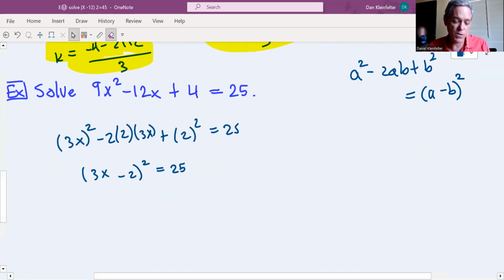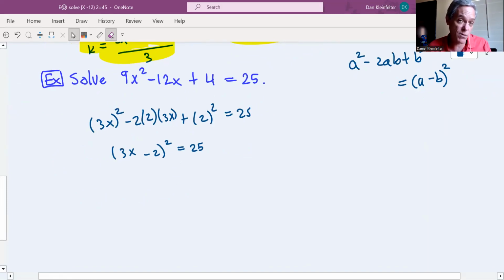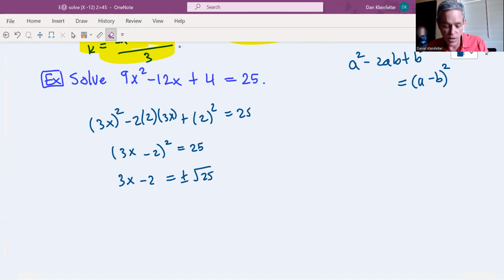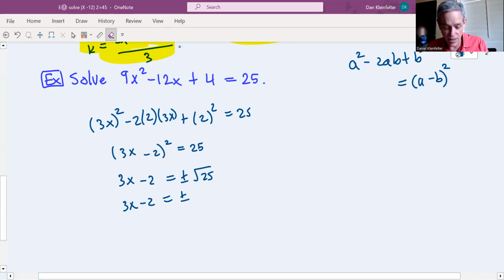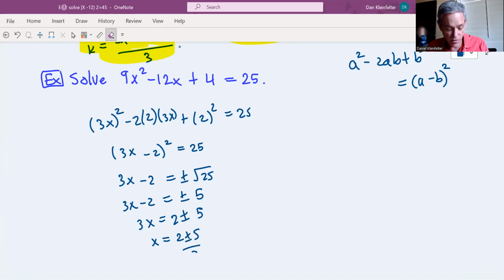So the key step on this one is recognizing that the left side was a perfect square and then making it so that we can then factor. So now it's downhill from here. We'll have 3x - 2 is plus or minus the square root of 25. The square root of 25 is 5, right? So we'd have plus or minus 5. And so we have 3x is equal to 2 plus or minus 5. And so then x is (2 ± 5)/3.